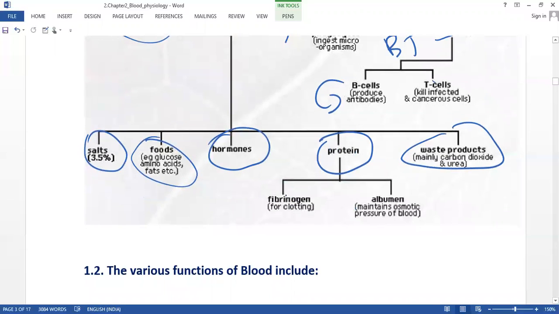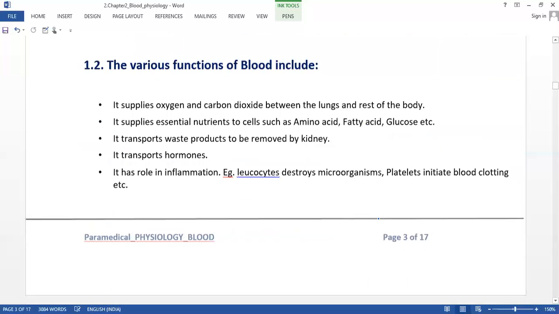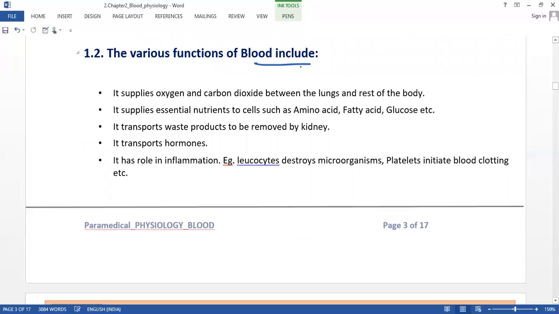Under the proteins, we again have two divisions: fibrinogen, which is for clotting, and albumin, which is for the maintenance of the osmotic pressure of the blood. And now let us know what the functions of the blood include.